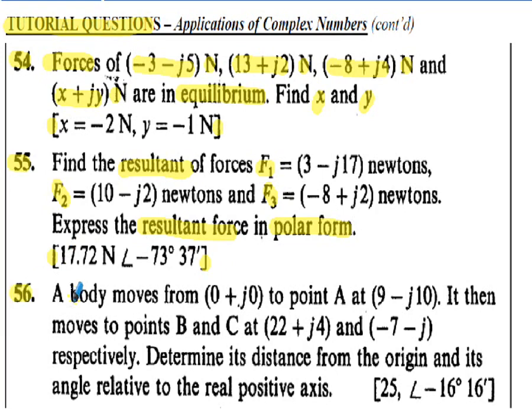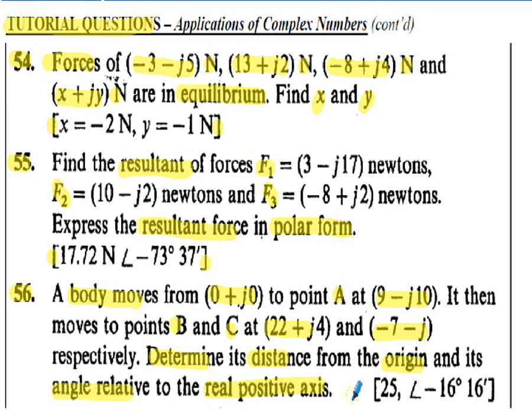Question 56, a body moves from point 0 plus j0 to point A, 9 minus j10. It then moves to points B and C, given here respectively 22 plus j4 and -7 minus j. We've got to determine the distance from the origin, the 0 plus j0 in this case, and the angle relative to the real positive axis.